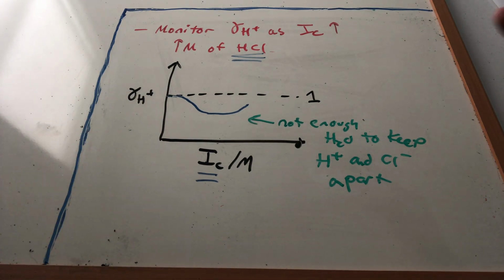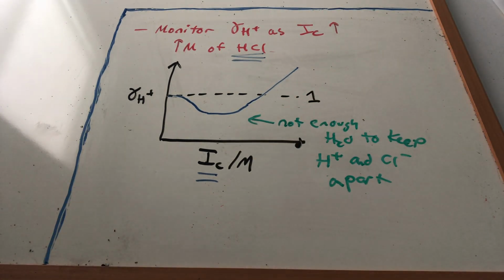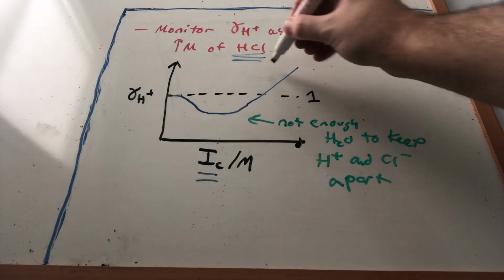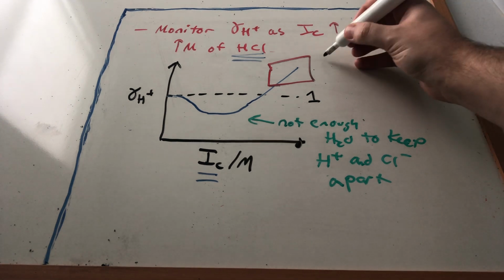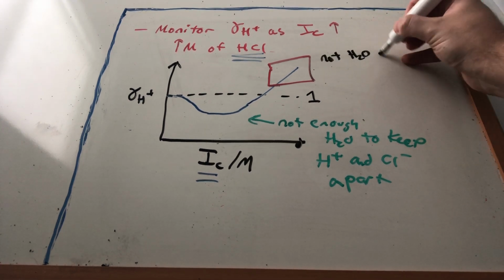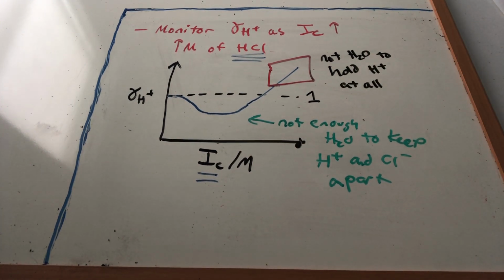Eventually, though, there's this turnover. And as you get to extreme molarities, which would be extreme ionic strengths, you end up with this gamma going way above 1. Now, what's happening here is, essentially, H plus is no longer a solute. In this region right here, where we have such an extreme molarity that the ionic strength is really, really big, there's not enough H2O to hold the H plus at all. There's almost not enough H2O to dissolve it. It's hard to dissolve it.